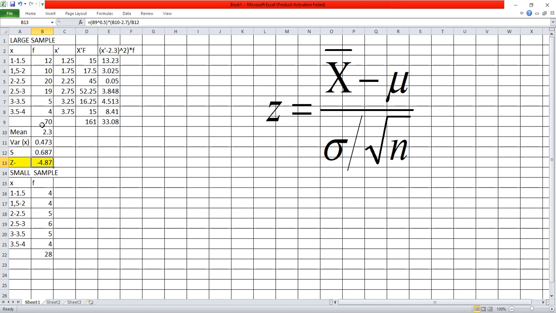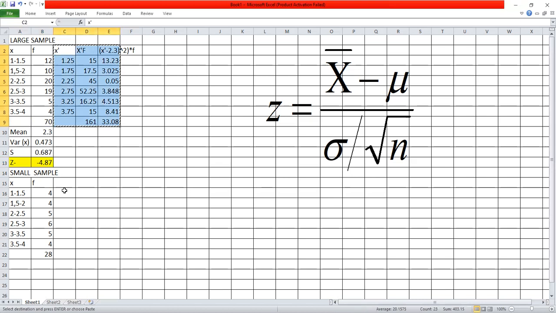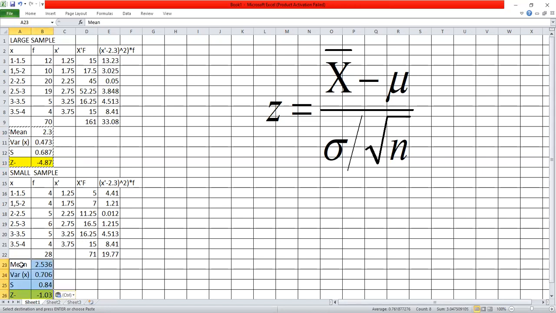Let's do the same for the small sample. That's why I use the same data for the small sample. Those are your figures for the small sample. Then, of course, the mean, this one. These are your figures for the measure there.